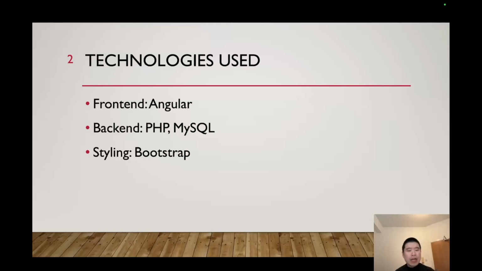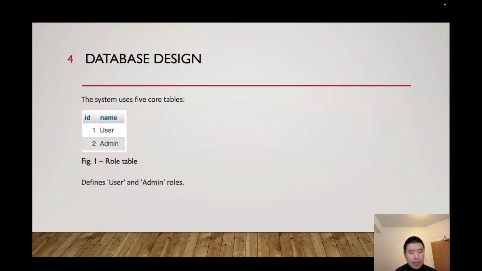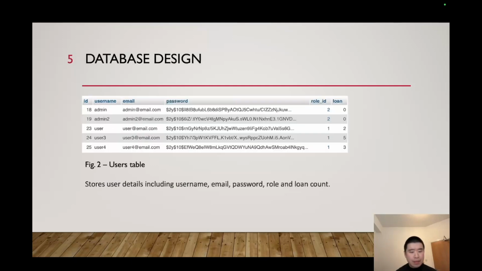For this project, I use Angular for the front end, PHP with MySQL for the backend, and Bootstrap for the styling. The system used 5 core tables: role, users, books, status, and loans. Roles table defines user and admin. This helps manage access and permissions within the system.